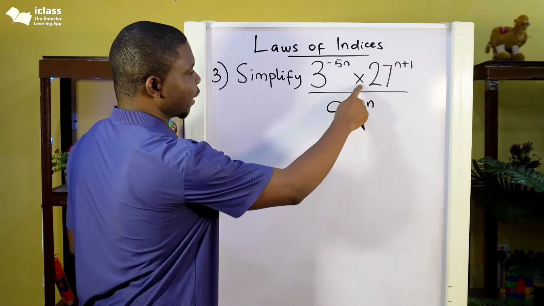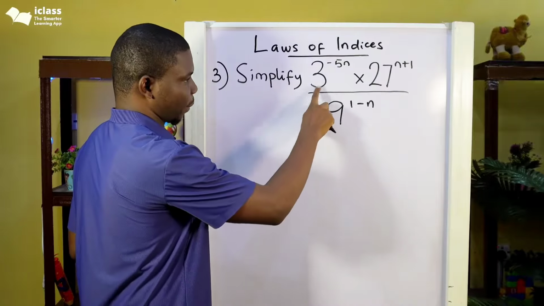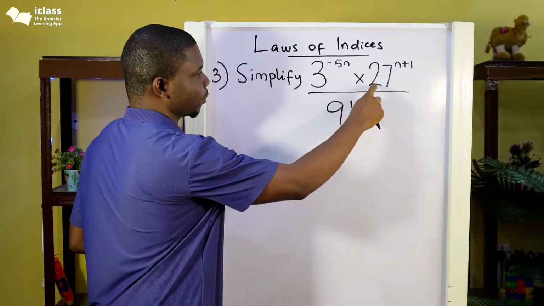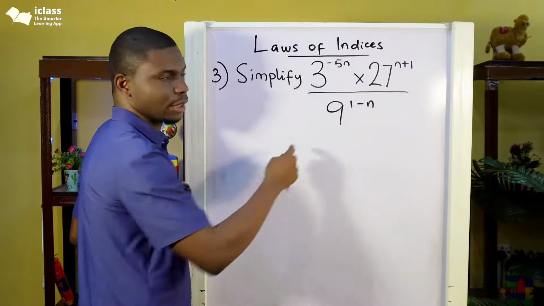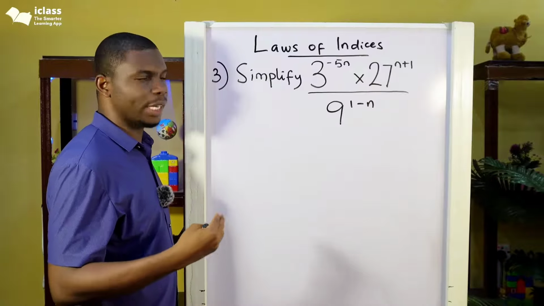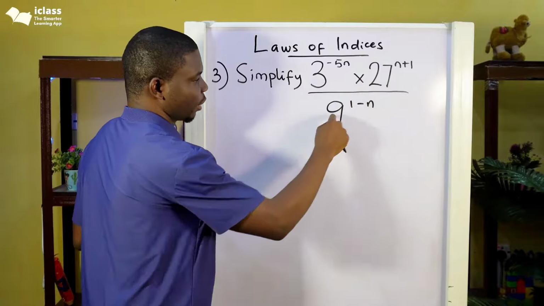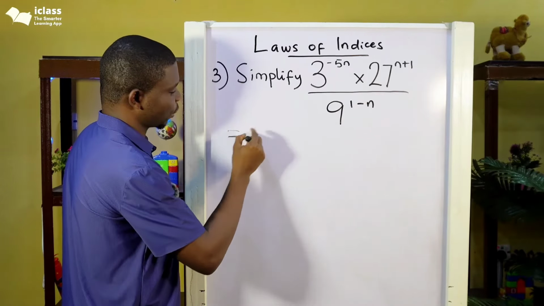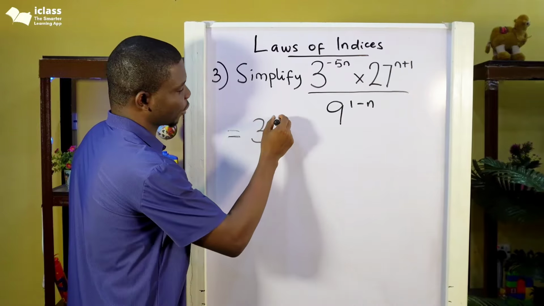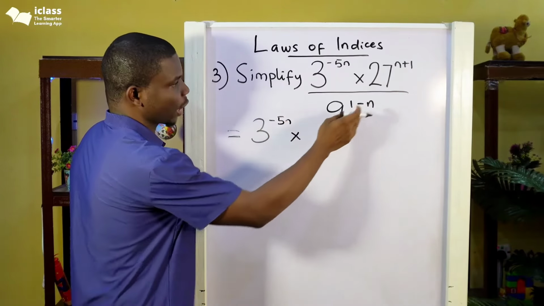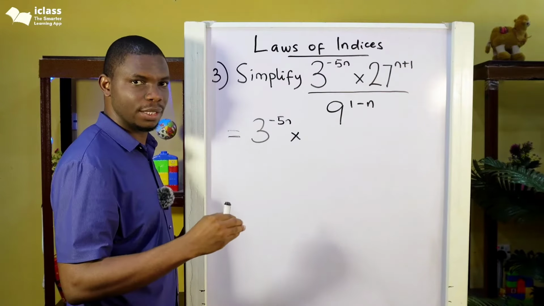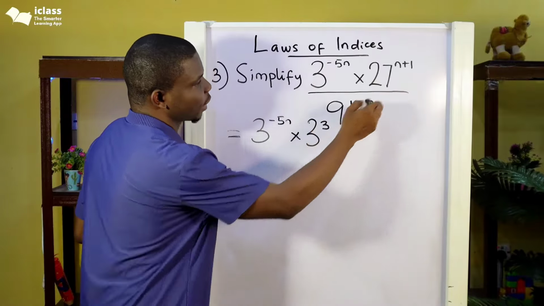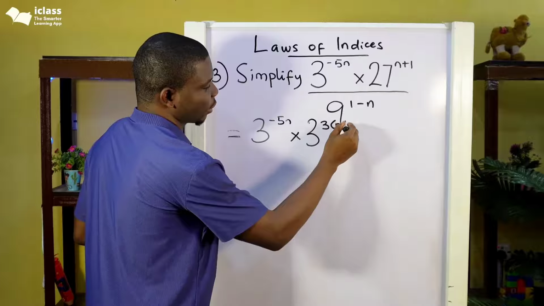All right, so we are multiplying and then dividing. Now, to apply the multiplication and division law, you know that the indices have to be of the same base. But in this case, they are not in the same base yet. But we can express them in base 3, 27, and 9. So we would have this as 3 to the power minus 5n times, now I want to express 27 as an index in base 3. That would be 3 to the power 3, right? So 3 to the power 3, then times n plus 1.